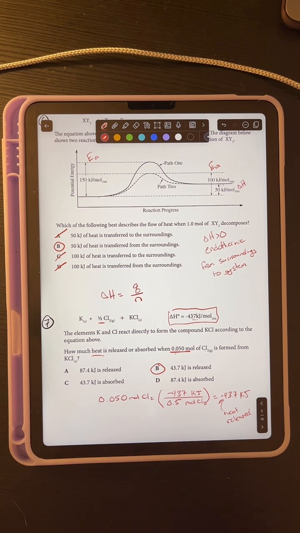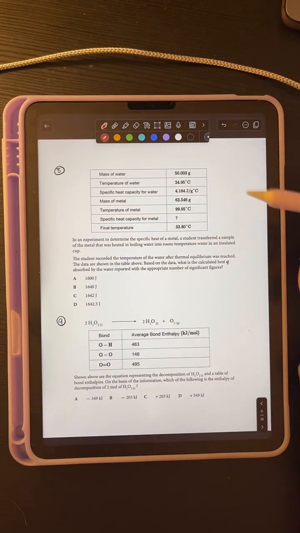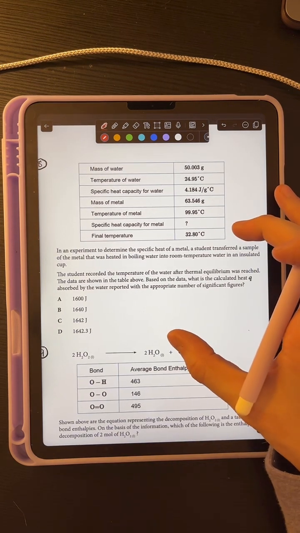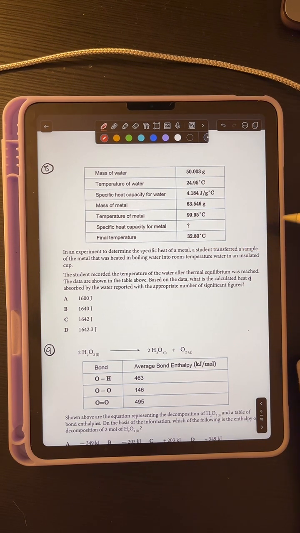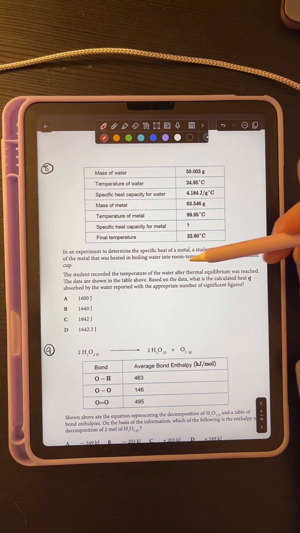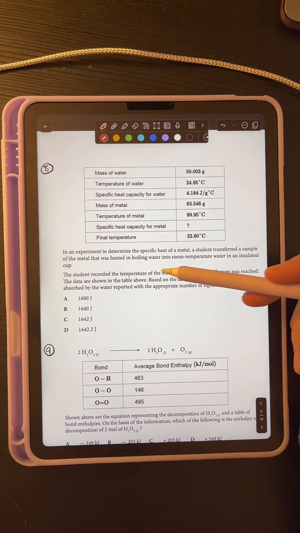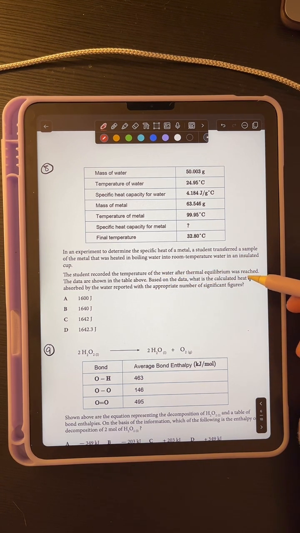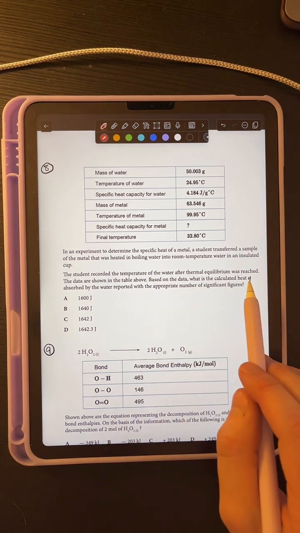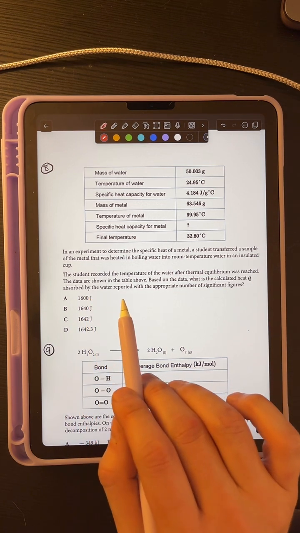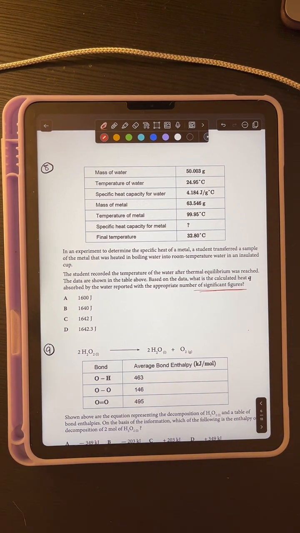All right, now we're going to get into some real good calculations. I know some of you are waiting for the Q equals MCAT and stuff, which is exactly what we're going to get into. So, in an experiment to determine the specific heat of a metal, a student transferred a sample of the metal that was heated in boiling water into room temperature water in an insulated cup. The student recorded the temperature of the water after thermal equilibrium was reached. The data are shown in the table, so we're given a bunch of data here. Based on the data, what is the calculated heat absorbed by the water reported with the appropriate number of sig figs? We'll also talk about sig figs here too.